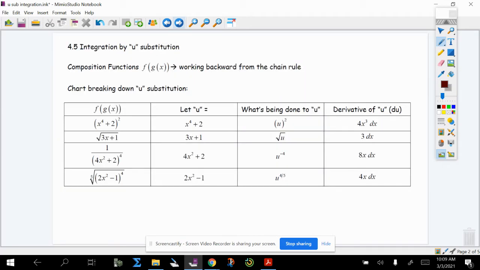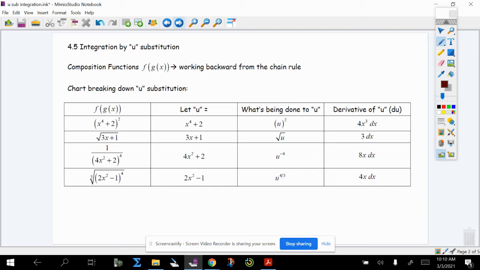So here's the title of 4.5. It is called Integration by U Substitution, again using the letter u to represent an inner function. We are going to look entirely at composite functions. Working backwards from the chain rule, we know how to derive composite functions with the chain rule. We now need to know how to integrate them by breaking them down.